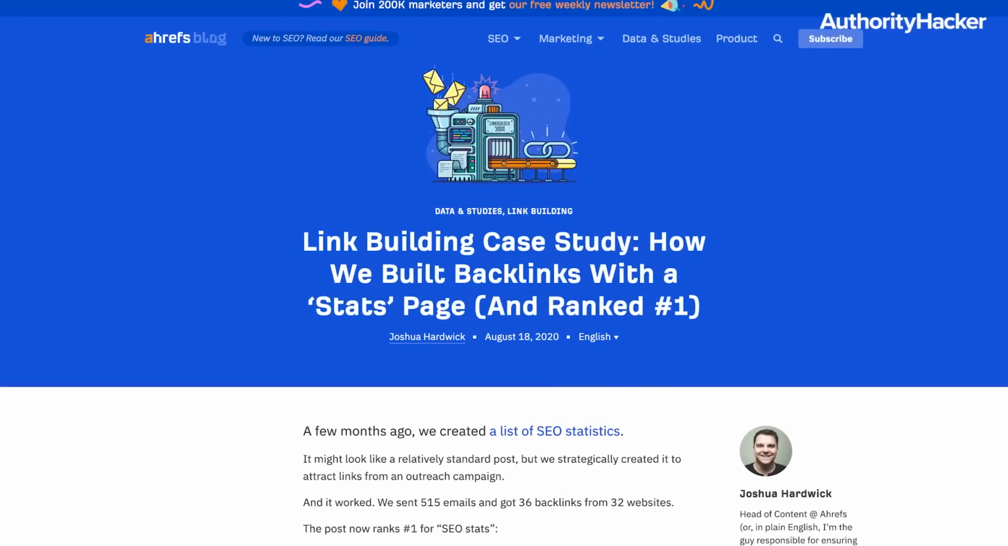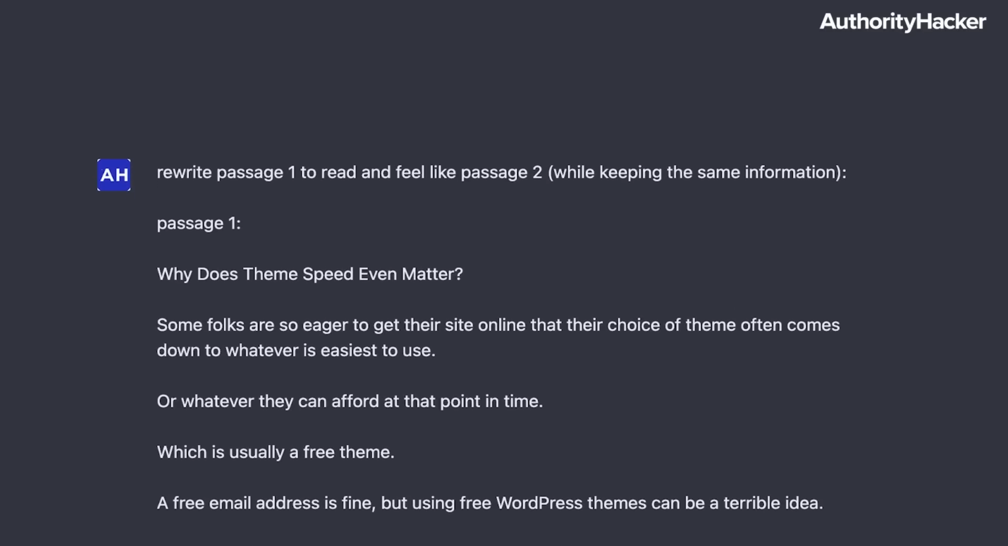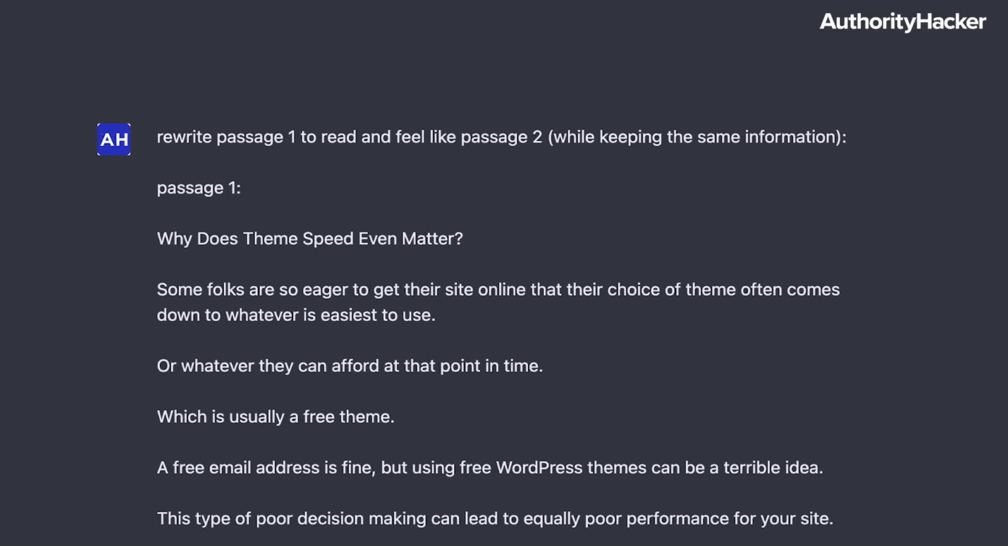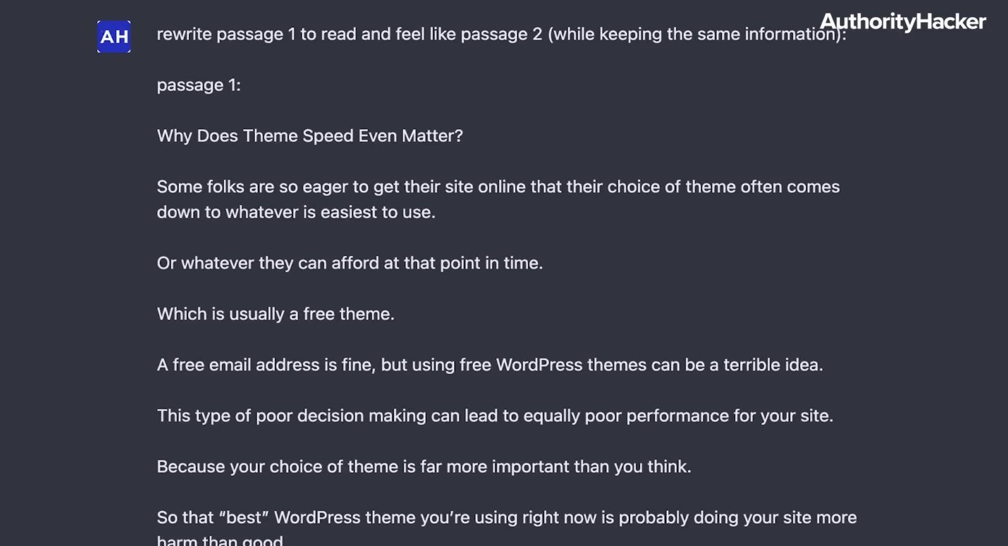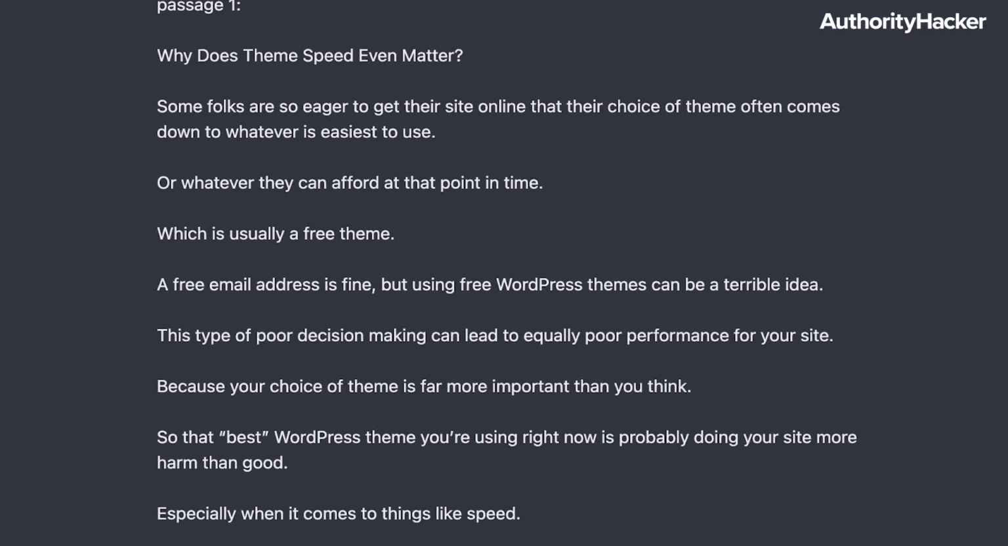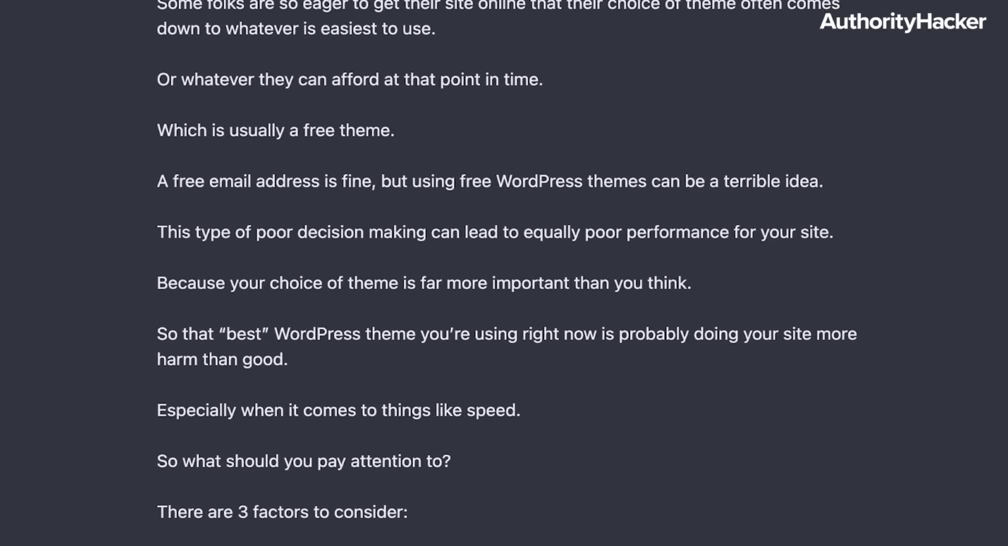I took the poorly written section and I took a really well written section on the Ahrefs blog by Joshua Hardwick, who I think is a really good writer in our industry. And I said, rewrite passage 1 to read and feel like passage 2 while keeping the same information. Passage 1, I pick our section. So there's information in there, like if you pick the wrong theme, you won't get good performance, etc. And then passage 2 is just for the style. It was about statistics in link building or something.